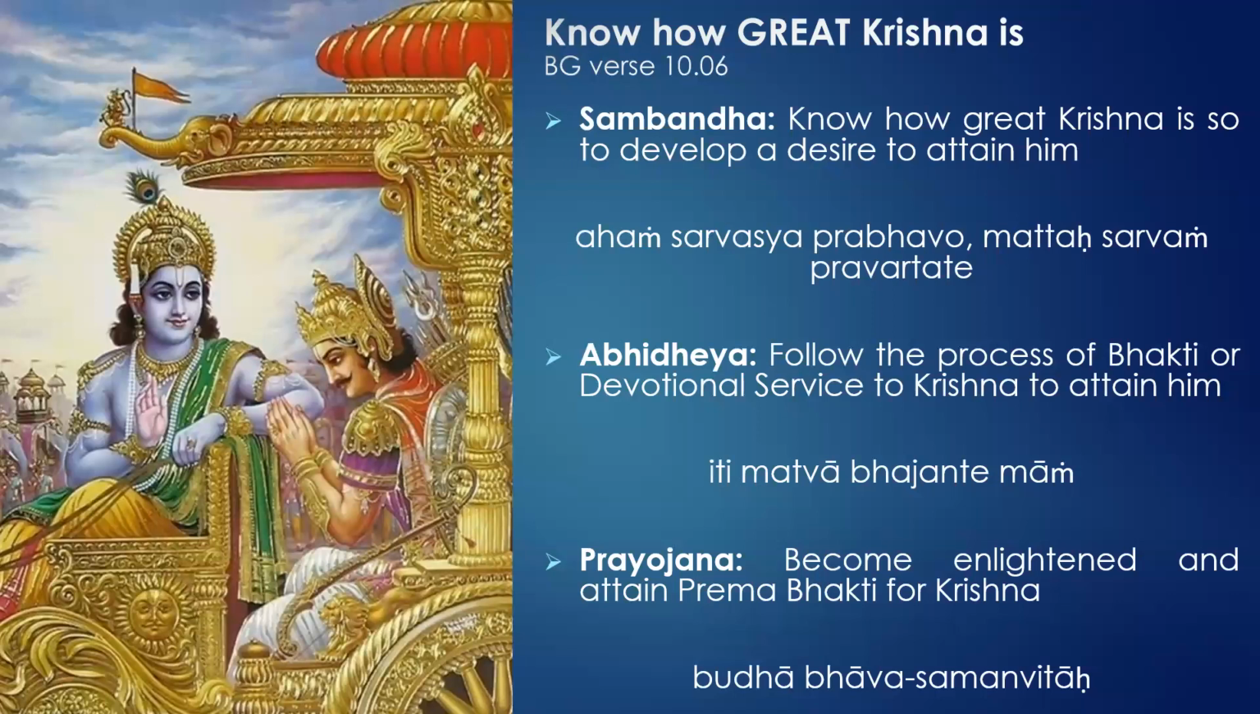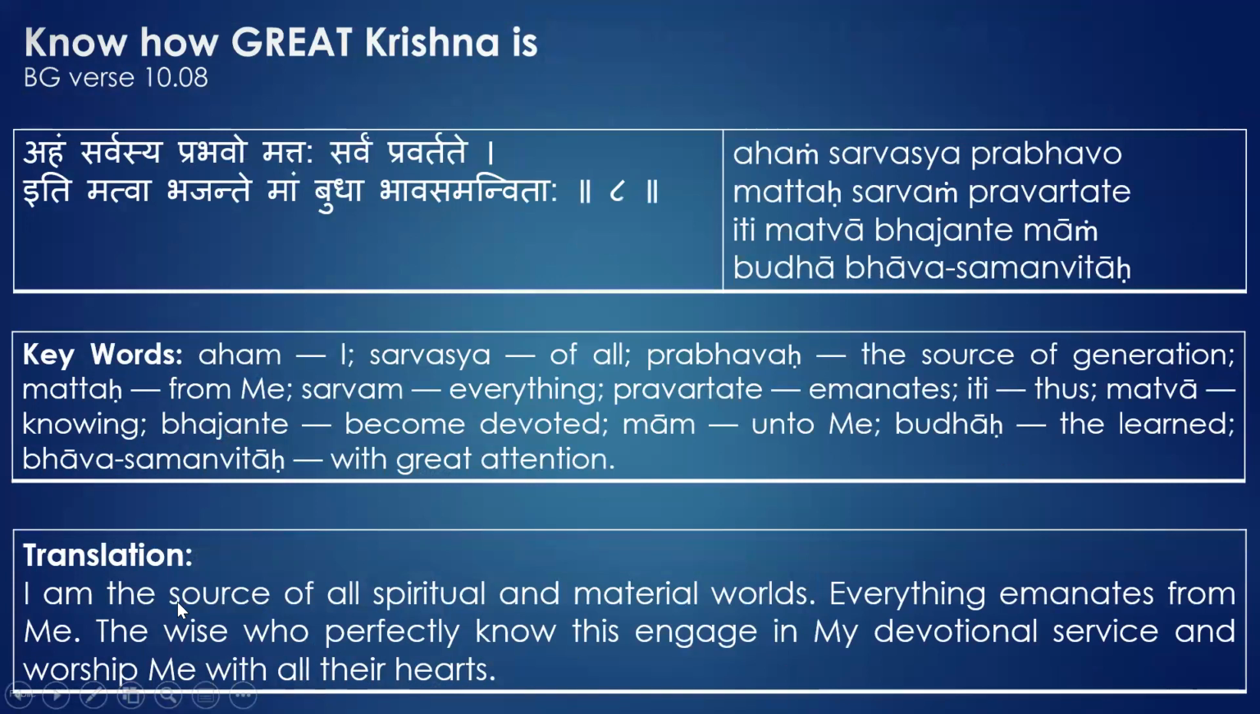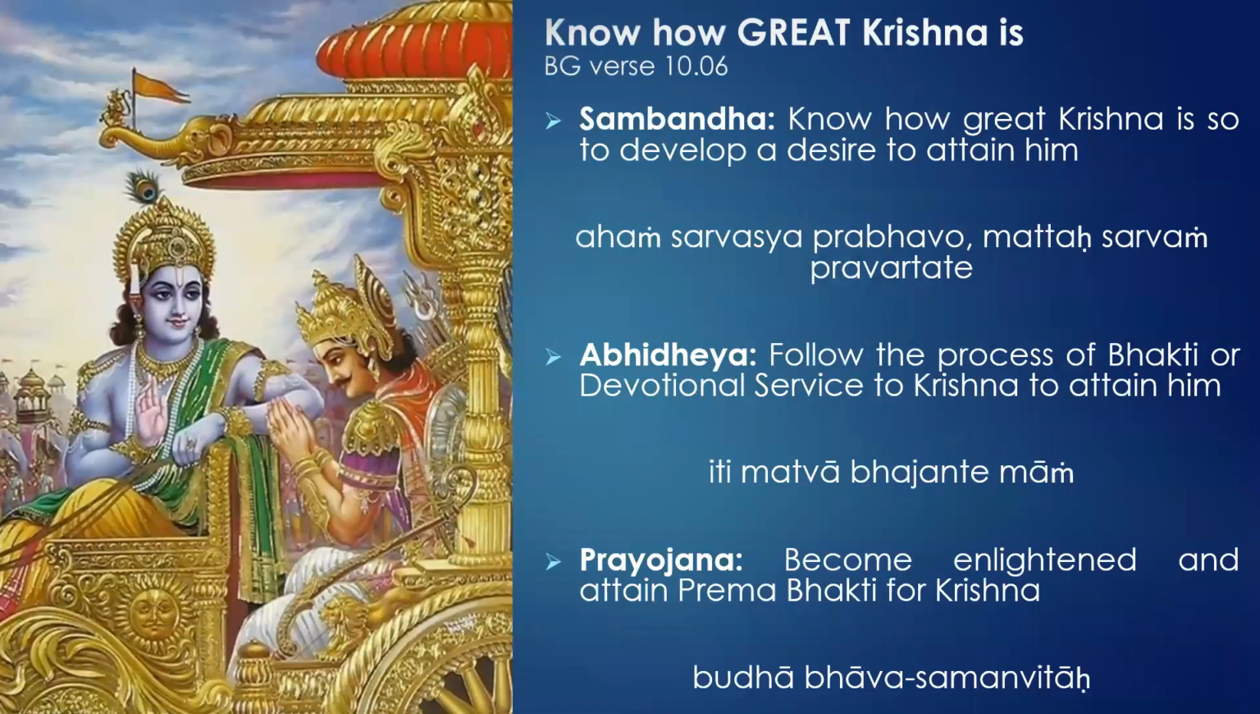Aham sarvasya prabhavo. So what Krishna is saying here is, I am the source of all spiritual and material worlds. He's talking about his opulence, that he has created the spiritual world as well as the material world. He is the source, and that is his opulence. That makes Krishna great. That makes Krishna supreme. That's the supremacy he's describing, his own supremacy, in his own words.